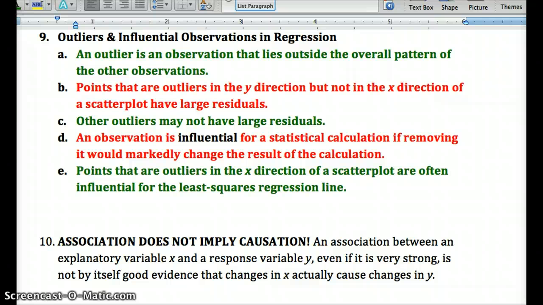So one big thing to keep in mind, association does not imply causation. An association between explanatory variable x and response variable y, even if it's very strong, is not by itself good evidence that changes in x cause changes in y. So think about the analogy of AP stats or AP calculus classes and global warming being correlated: over the years AP calculus classes have increased and over the years global temperature has increased. That doesn't mean AP calculus caused the global temperature increase. So correlation is not causation.